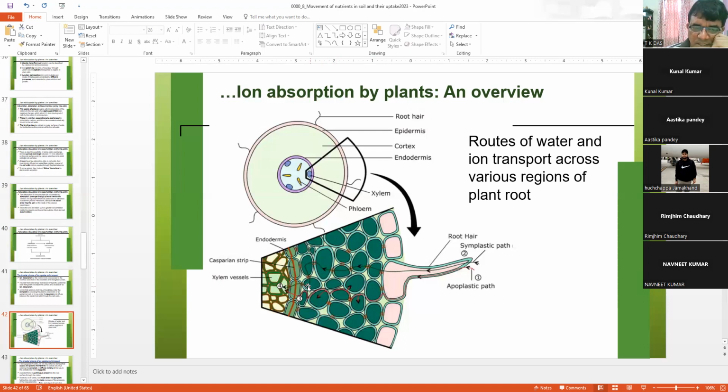So likewise, you can see, it is putting in so much labor, with so many hurdles and restrictions for movement of ions across the root. And you can see then one more hurdle is this kind of layer, the Casparian strip. It gives very high resistance to the movement of ions. So in the end, they reach the xylem vessel. Now from here, they can go up in the plant system.